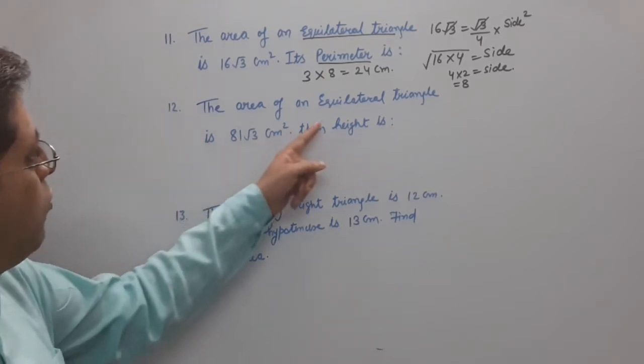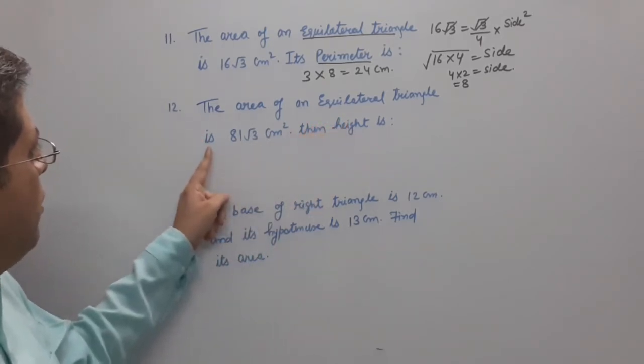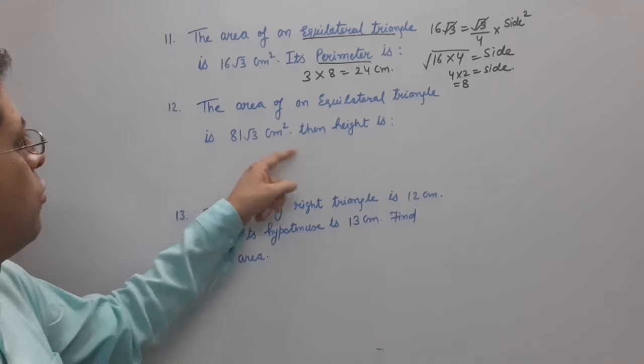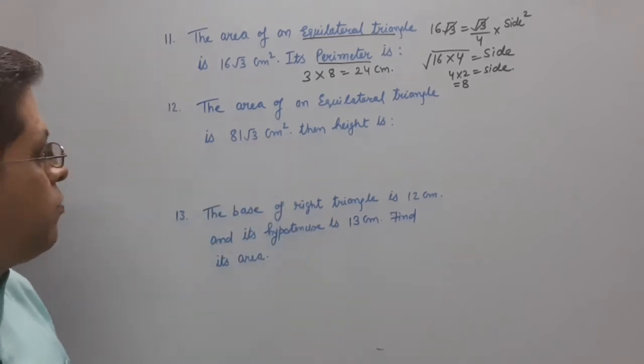The area of an equilateral triangle is given to you is 81 root 3 centimeter square.